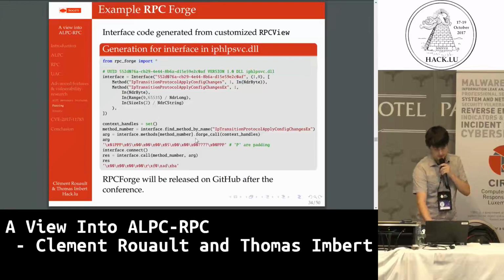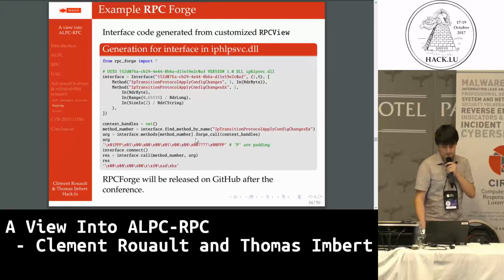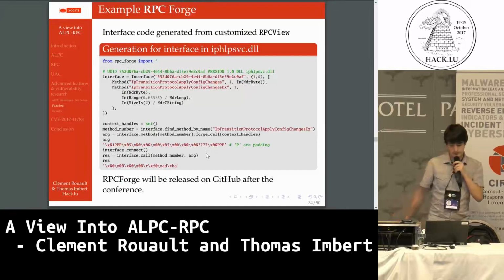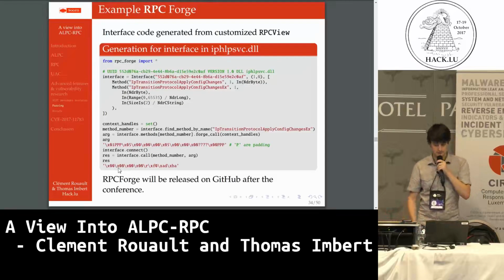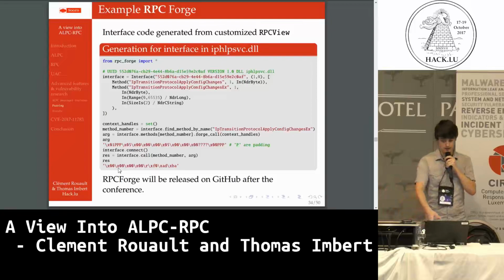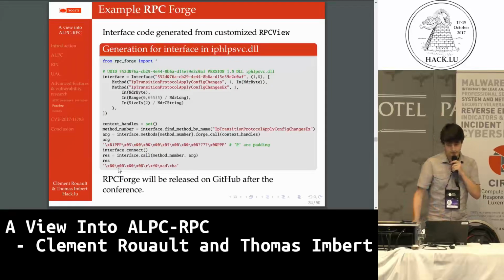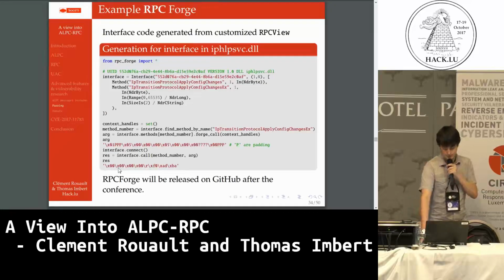So we simply have a method named forge call, which forges directly the serialized call for the method. You can see the size twice and the string. We connect to the interface and call the method. You can see that the result value is 0. That means that the call has been accepted, and the RPC runtime has not blocked our call. So we are calling the remote method. The RPC Forge will be released on GitHub after the conference.